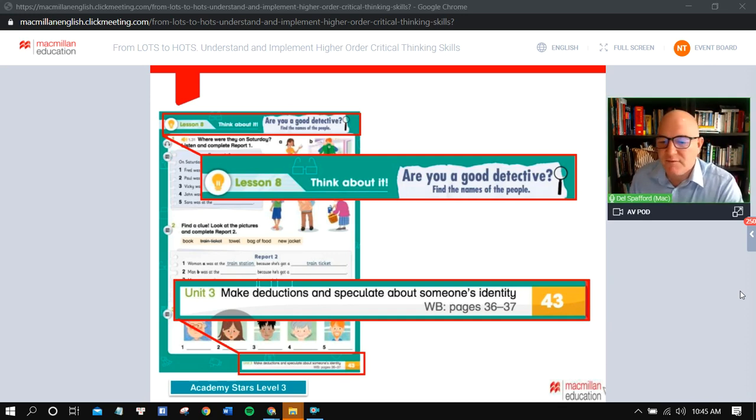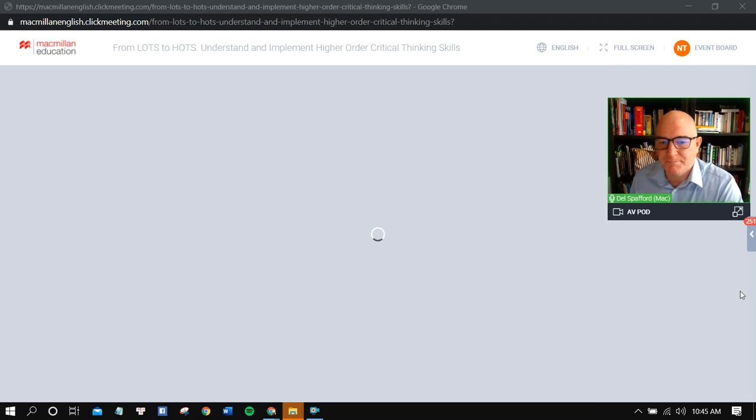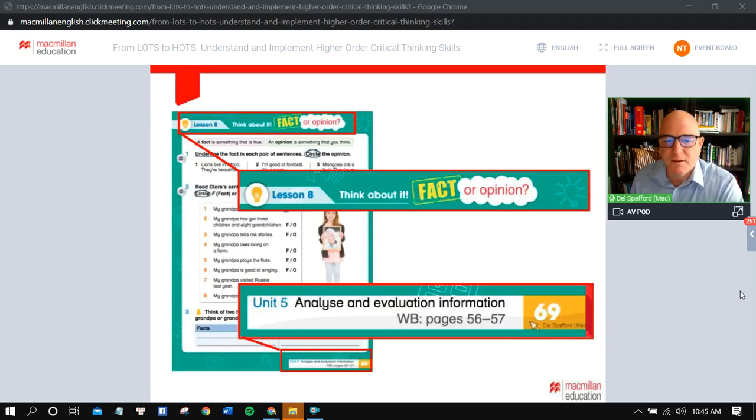And let's have a look at this example. Here we have think about it, fact or opinion. And here we have both, analyzing and evaluating information. So our thinking skills are being developed here. So when we think about the level and the language of our students, and whether they have the ability to do that, if you imagine this is level 3, students have the ability to do this activity, so they have the ability to develop the thinking skills.